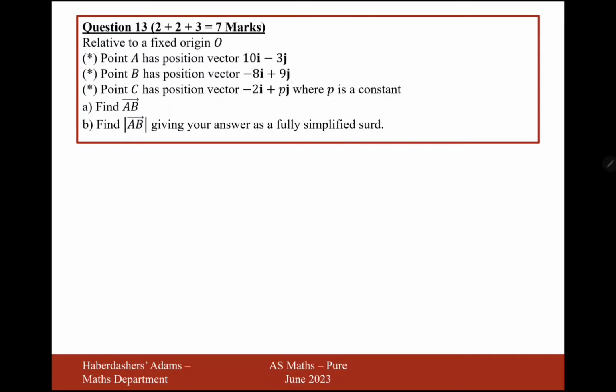Relative to a fixed point O, point A has the position vector 10i minus 3j, point B has this position vector, and C has this position vector. Find the vector from A to B.